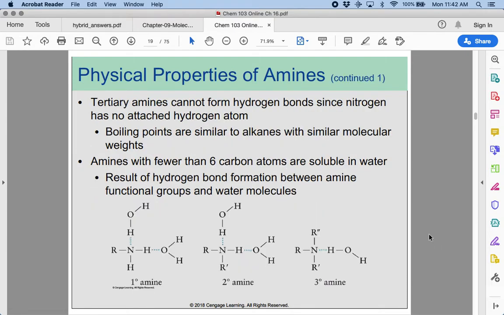So here's an example going through and showing you the different hydrogen bondings that can occur when we have water present. So this will affect solubilities of our compounds in water.